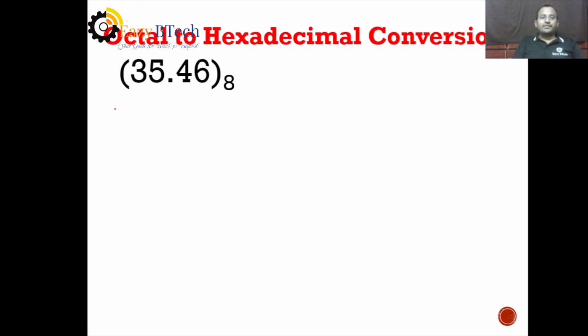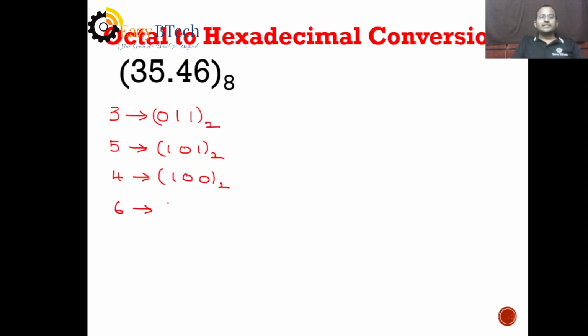For 3, first we will write the corresponding 3-bit binary equivalent 011. For 5 it is 101. For 4 it is 100. 6 means it is 110. Now write the number. 3 means 011, 5 means 101, and put the radix point. 4 means 100, 6 means 110.